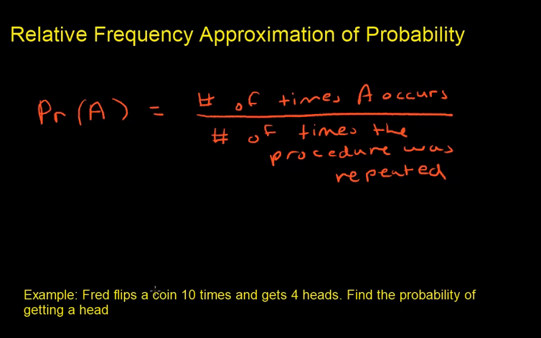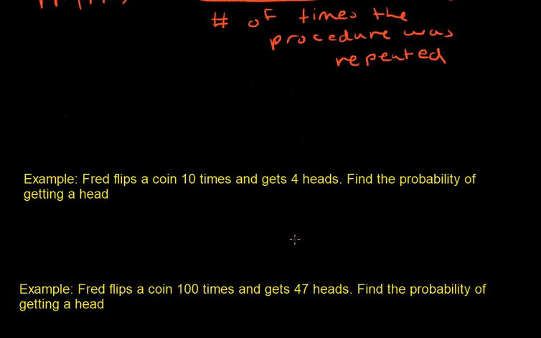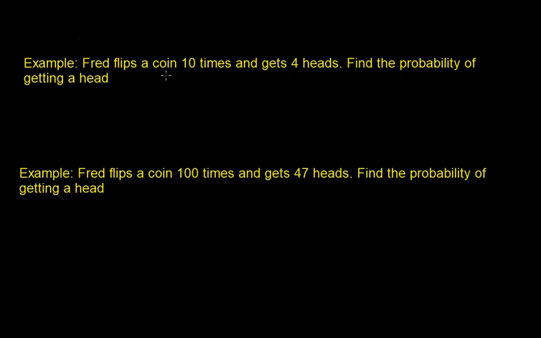Okay, so let's do an example where we have to calculate the probability of an event. All right, so let's do both these examples. So Fred flips a coin 10 times and gets 4 heads. Find the probability of getting a head. So I'm going to go ahead and define H. I'm going to define it very clearly. So H is going to be getting a head. So flipping a head. Okay, so H is my event. So I'm trying to calculate the probability of H.